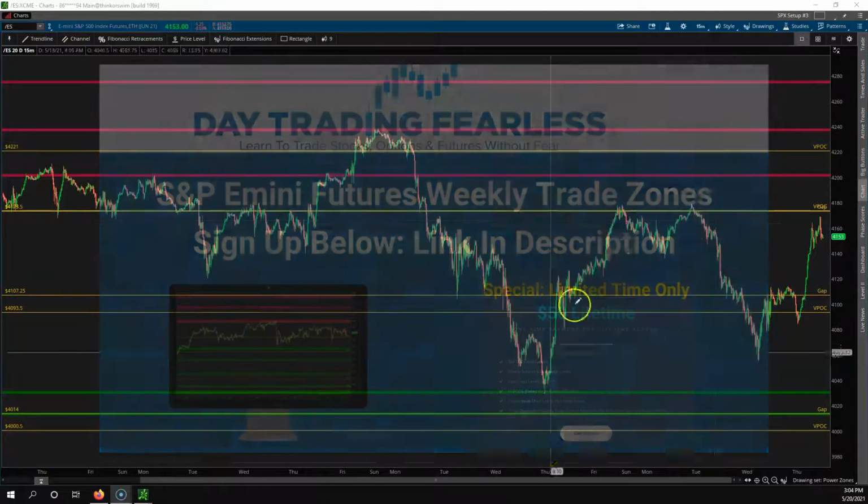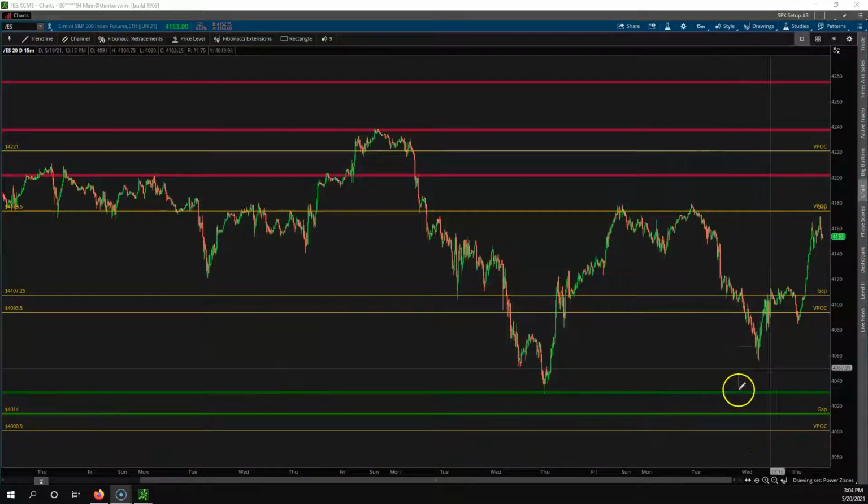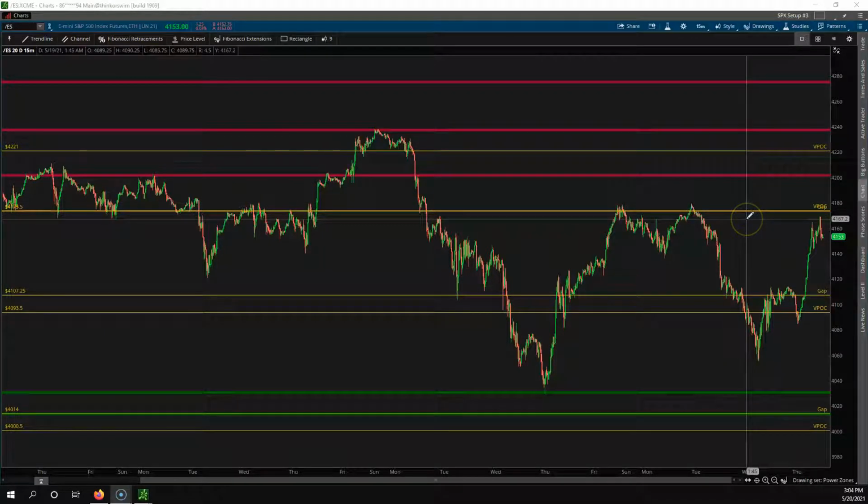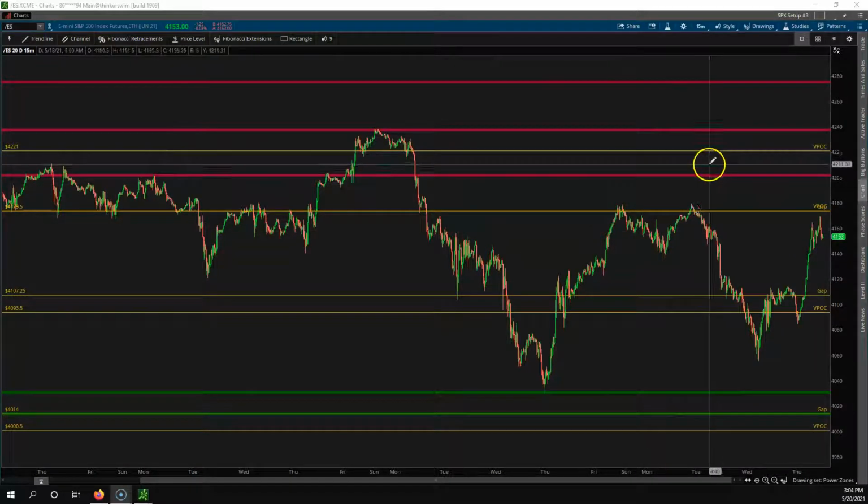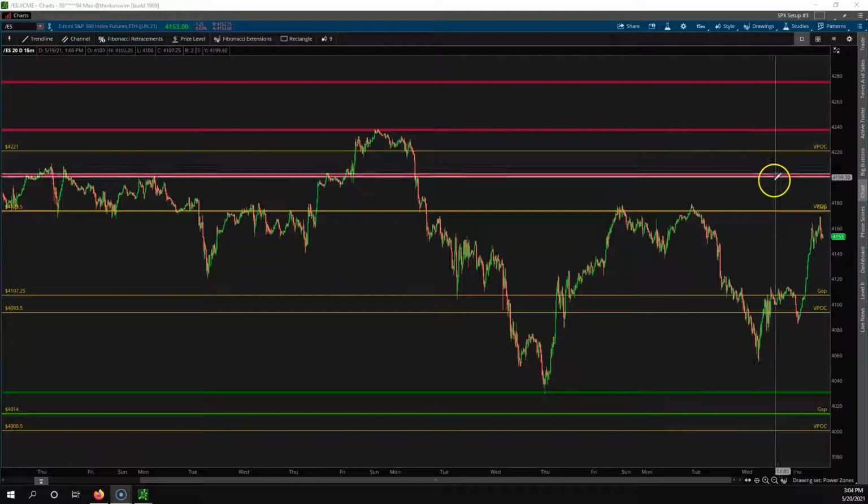If you trade the S&P futures, these are what the zones are. These are live zones that are available for tomorrow. So if you're watching this today, you can write these down for tomorrow. They will change depending what the market does, but these are pretty much what the zones are.